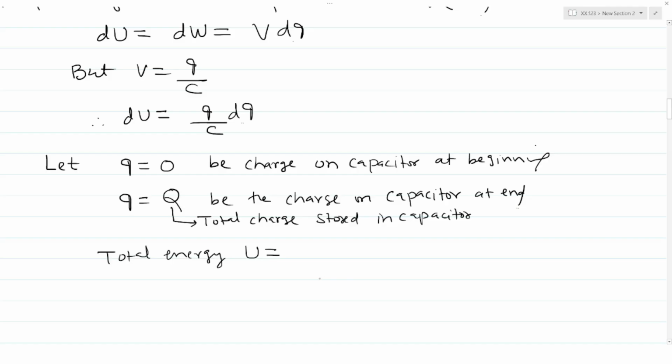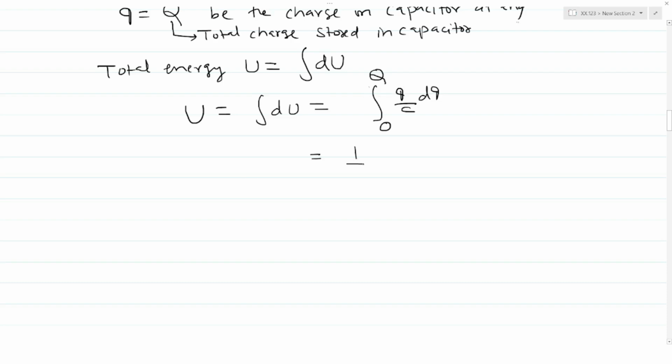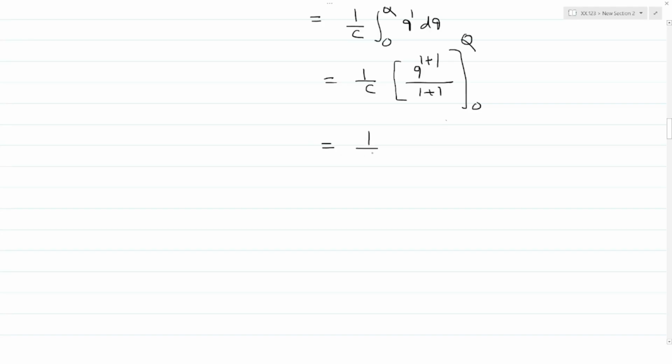Now to find the total energy U, we must integrate dU. So U equals the integration of dU, which is the integration of Q upon C dq, with the limits of integration from 0 to Q. Now 1 upon C is taken outside, the integration from 0 to Q of q dq equals 1 upon C times the integration of q raised to 1, which is q raised to 1 plus 1 upon 1 plus 1, with limits 0 to Q. This equals 1 upon C times q square upon 2, with limits 0 to Q.